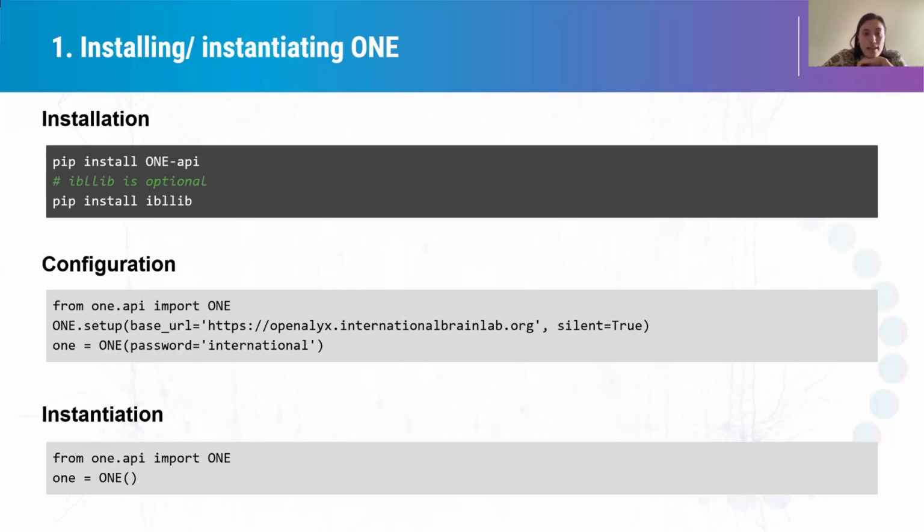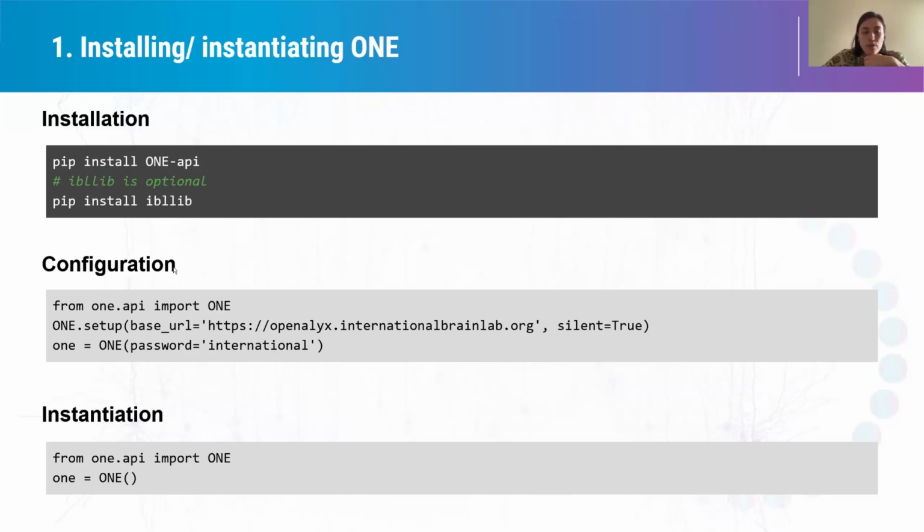Okay, so first, installing. The thing that you'll need to do to start using our data is install this ONE API that we were referring to earlier. This can be installed just as a Python package, so you can just do pip install ONE API. We also recommend installing another package called IBL lib, which has a number of useful utility functions that we've developed that aid in some of the processing and also some of the loading.